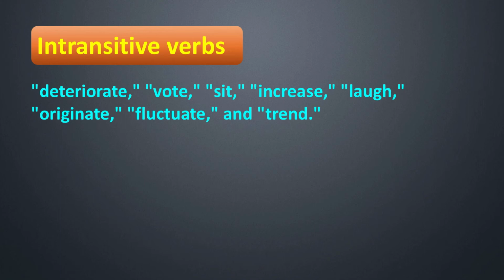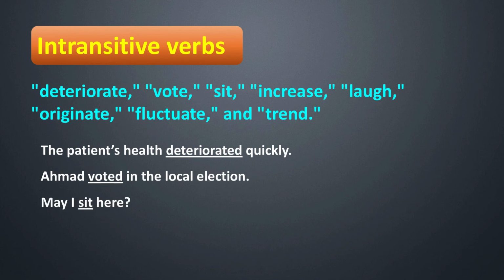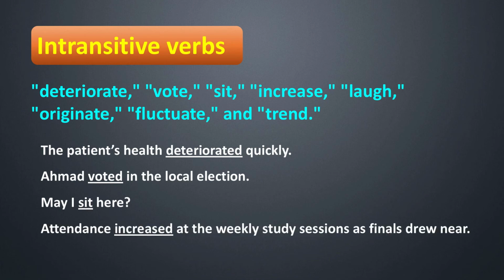So, let me give you some examples. The patient's health deteriorated quickly. So, deteriorated here is an intransitive verb because it doesn't need an object. Ahmad voted in the local election. May I sit here? Attendance increased at the weekly study sessions as finals drew near. Susan laughed. So you can see these are some examples of intransitive verbs.